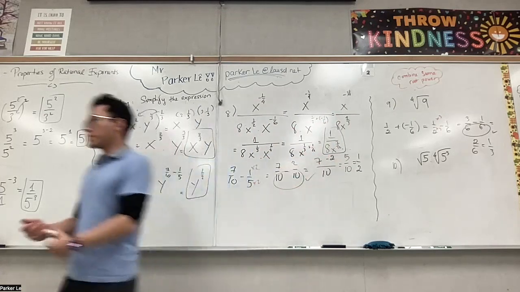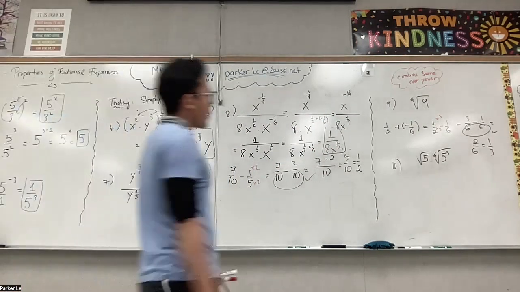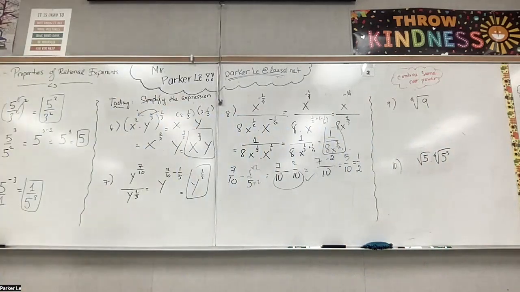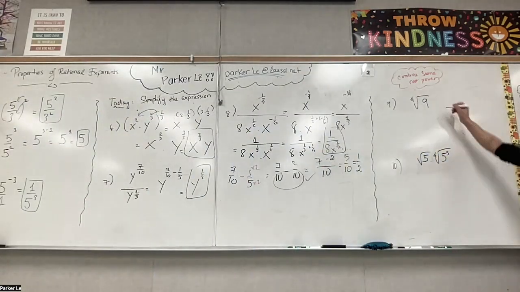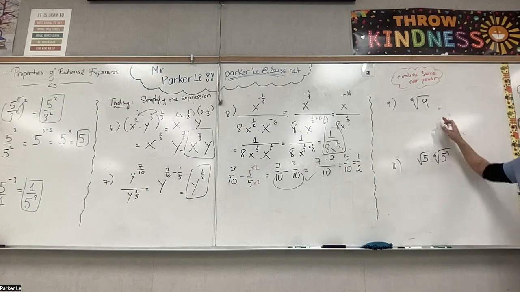Okay, you done? All right, number 9. Number 9. Sophia. Oh no. Number 9. What can you do?